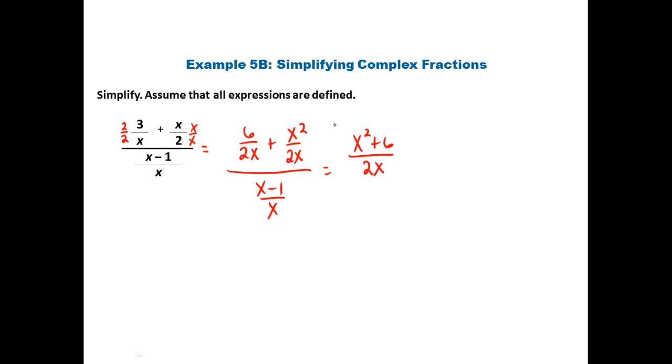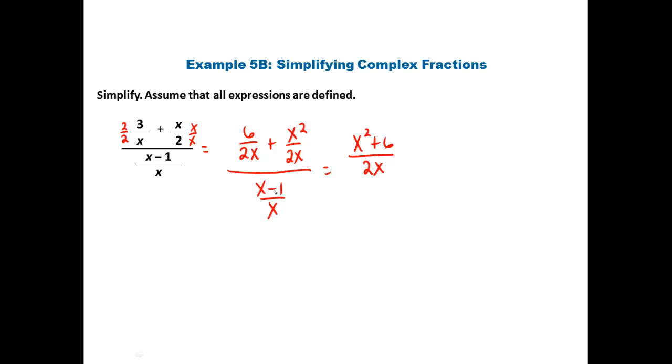Alright, next. What we need to do first is simplify this top part here. So we need to get a common denominator. So we're going to multiply this one by 2 over 2, and this one by x over x. Okay, so we're going to get 6 over 2x plus x squared over 2x. And then just keep that bottom the same. And let's see, x squared plus 6 over 2x. Okay, you want to write the x squared first, just so it's in standard form.